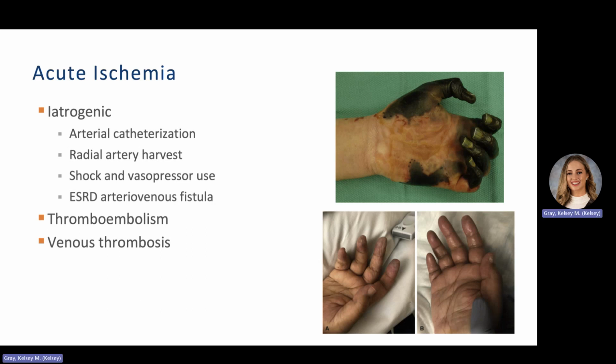There's also thromboembolism, as well as venous thrombosis. Although isolated DVT is rare in the upper extremity, patients with near total thrombotic occlusion of the deep and superficial veins can develop ischemic thrombosis, known as phlegmasia cerulea dolens.